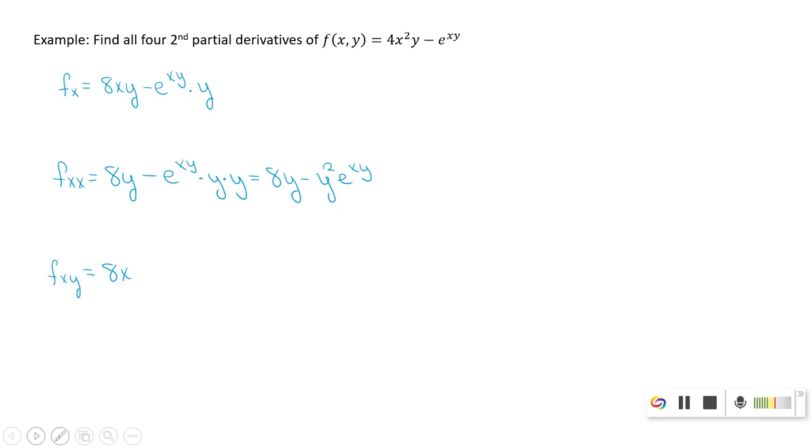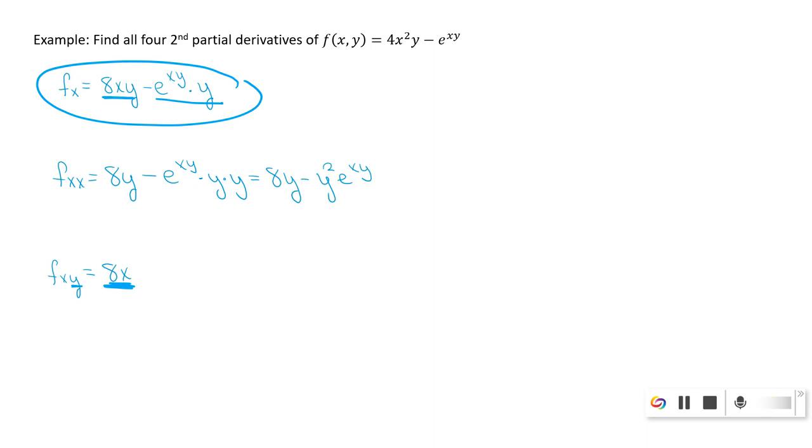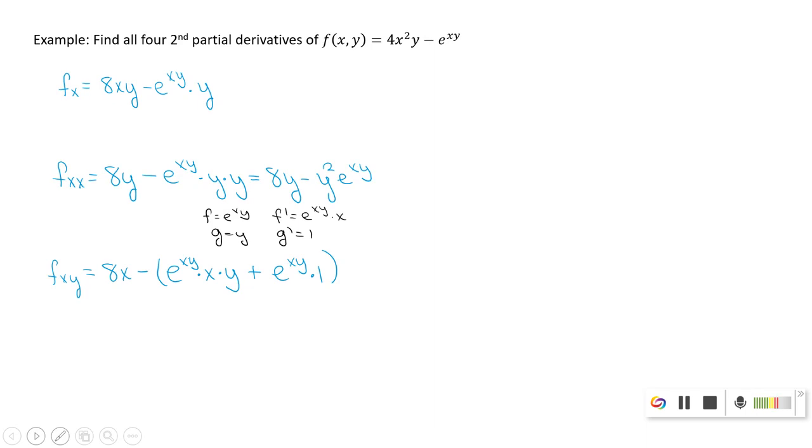Now I can also find f sub xy, and so now I'm going to take my f sub x, my first derivative, and I'm going to take the derivative of that with respect to y. So first term, 8xy, derivative is 8x. And then for the second term, though, this e to the xy times y, because we're finding the derivative with respect to y, we're going to have to actually use the product rule on that piece.